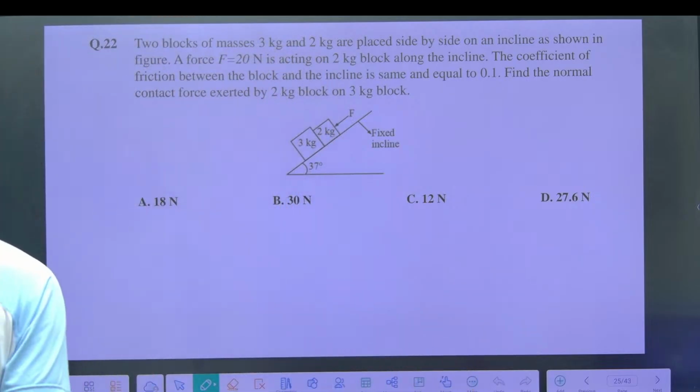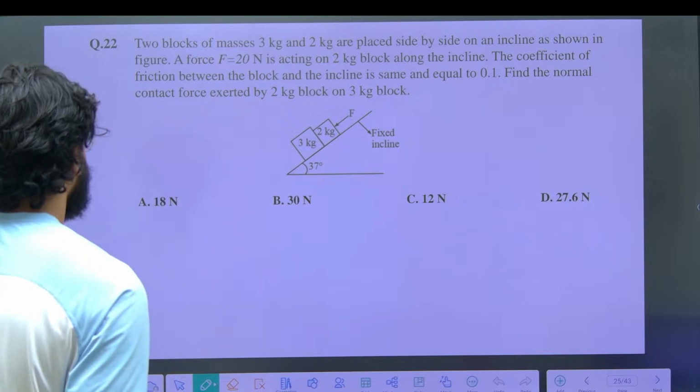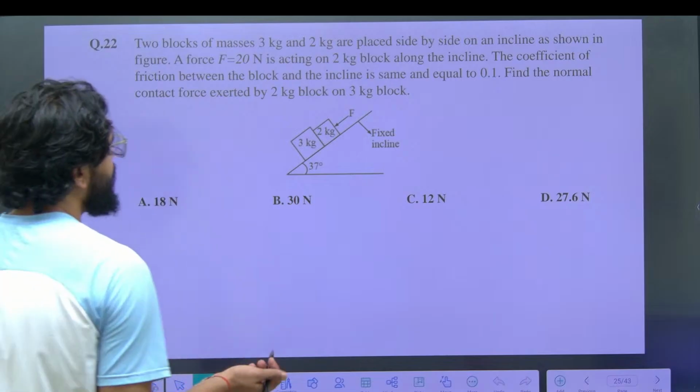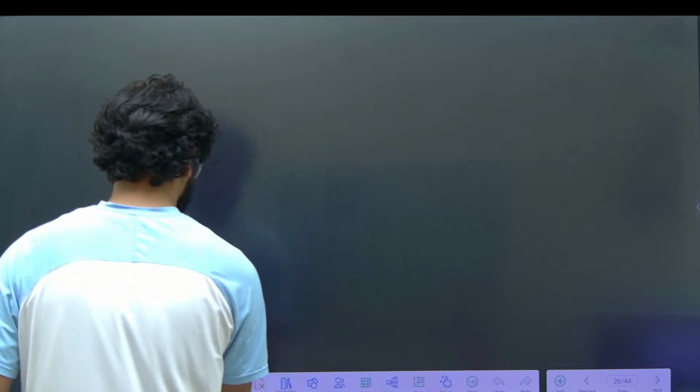Question number 22. Two blocks of mass 3 kg and 2 kg are placed side by side on an incline as shown in the figure. A force of 20 Newton is acting on the 2 kg block. The coefficient of friction between the block and the incline is 0.1. Find the normal contact force exerted by the 2 kg block on the 3 kg block. So very easily we can say this, right? These kinds of questions.